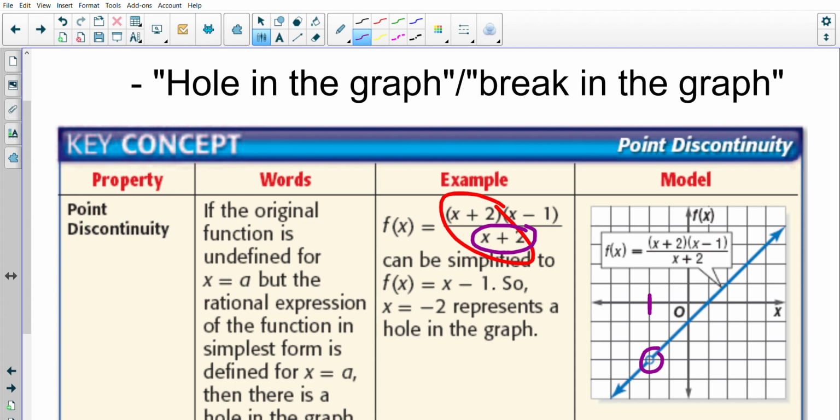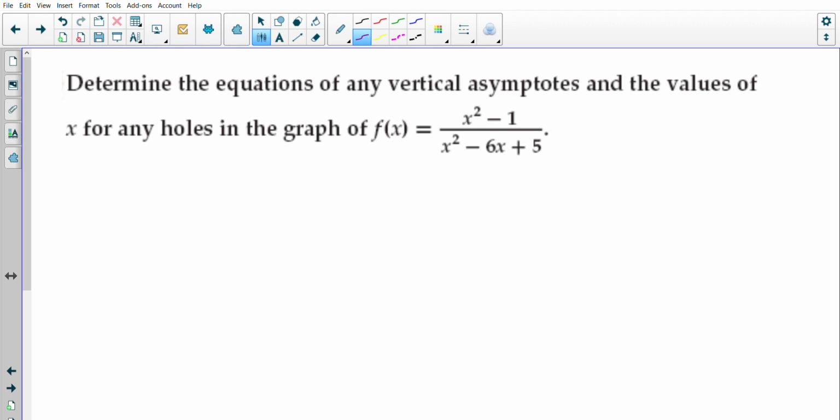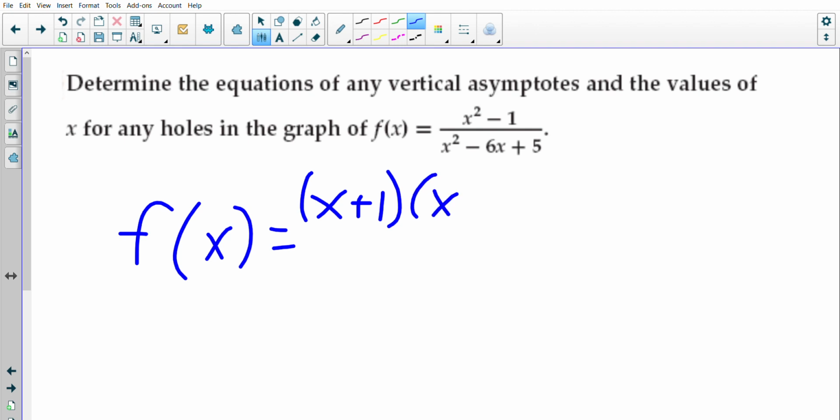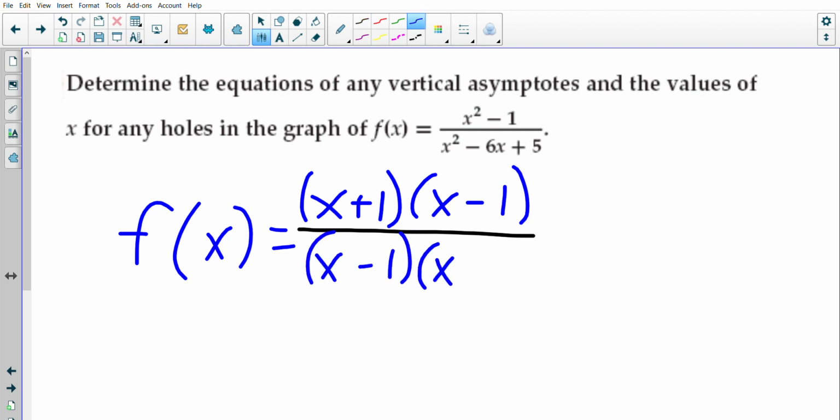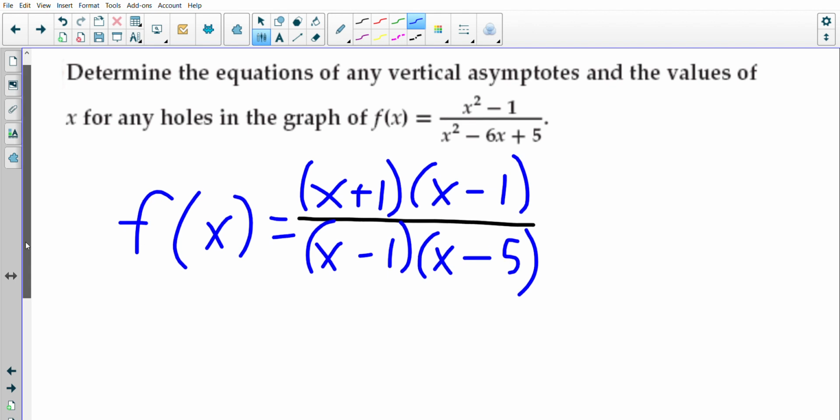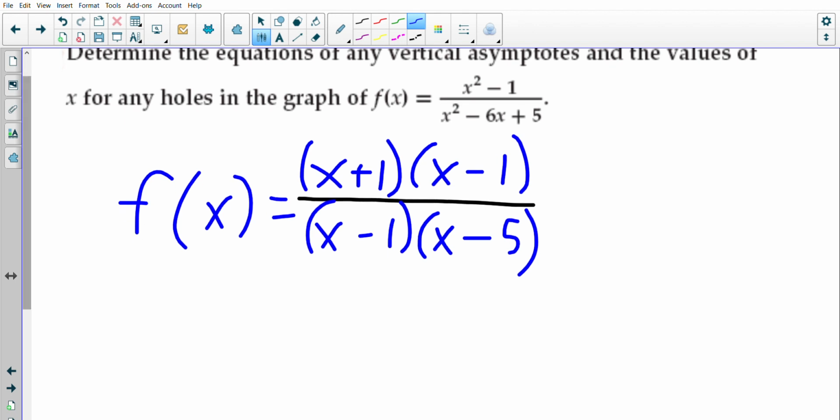Determine the equations of any vertical asymptotes and the values of x for any holes in the graph of f of x equals the quantity x squared minus 1 over the quantity x squared minus 6x plus 5. We have to factor a little bit. So f of x is equal to (x plus 1) times (x minus 1) on top, and on the bottom, we have (x minus 1) times (x minus 5). The factors that cancel out are going to be your holes, and the ones that are left are going to be your asymptotes.